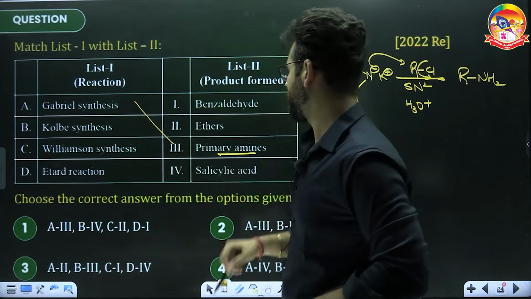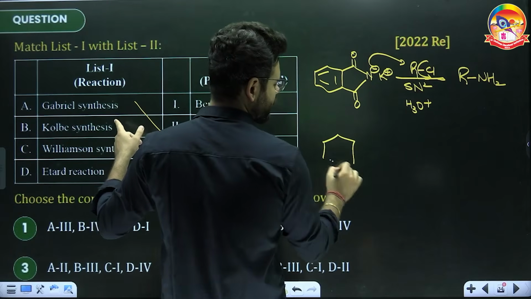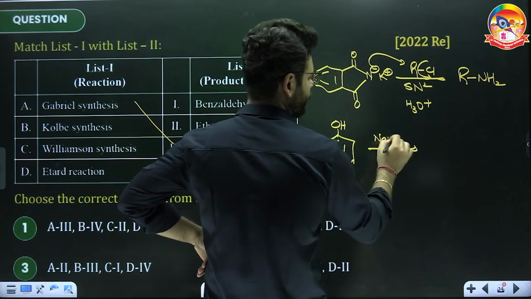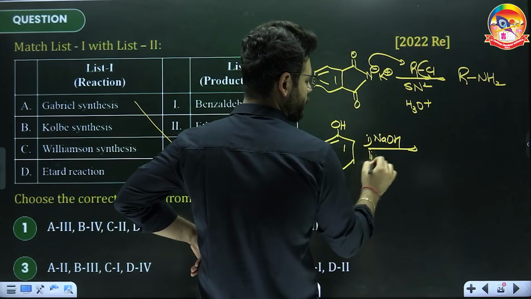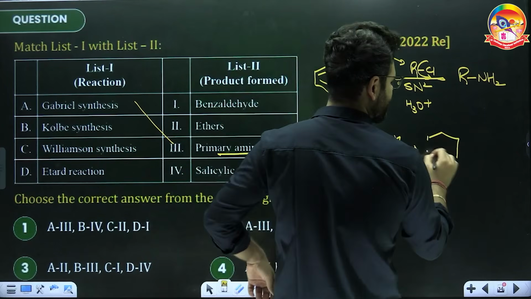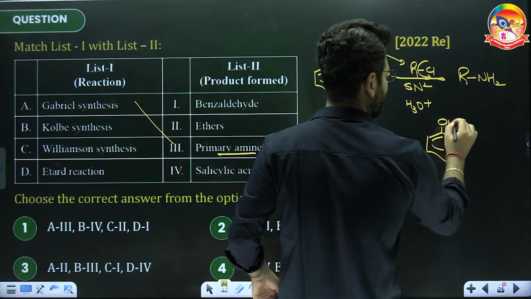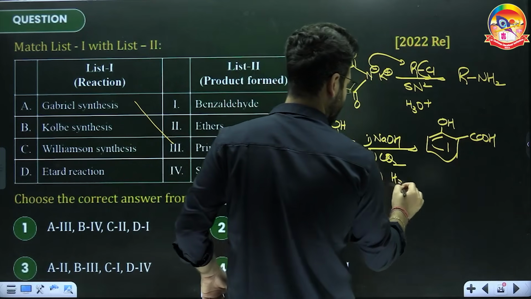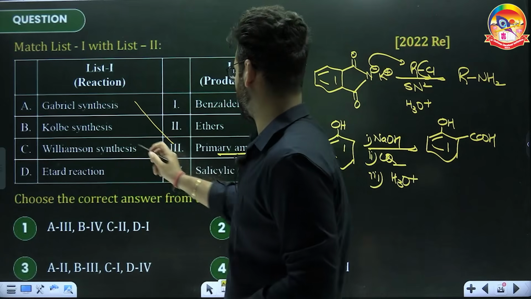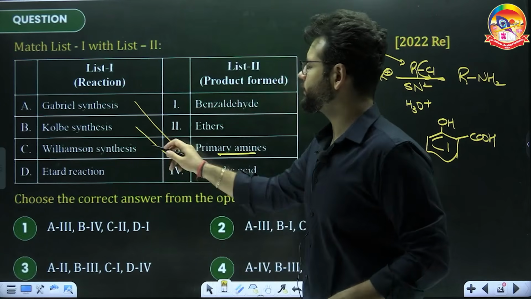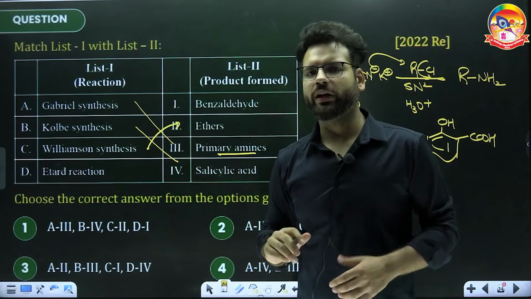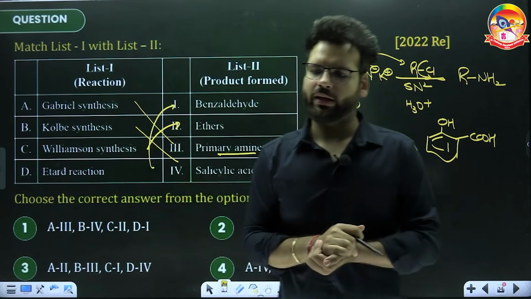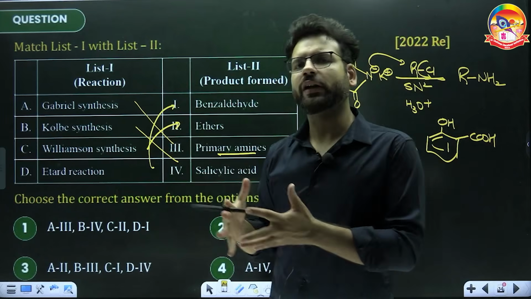Kolbe synthesis. Kolbe synthesis is Kolbe's carboxylation reaction on a phenol when you react it with NaOH, followed by attack of CO2. We get salicylic acid after hydrolysis. It's a preparation of salicylic acid. Another named reaction, a good reaction, salicylic acid. Williamson ether synthesis we have already studied, so it gives ethers. Etard reaction we have already studied, so it gives you benzaldehyde. Another question from the 4 different named reactions.